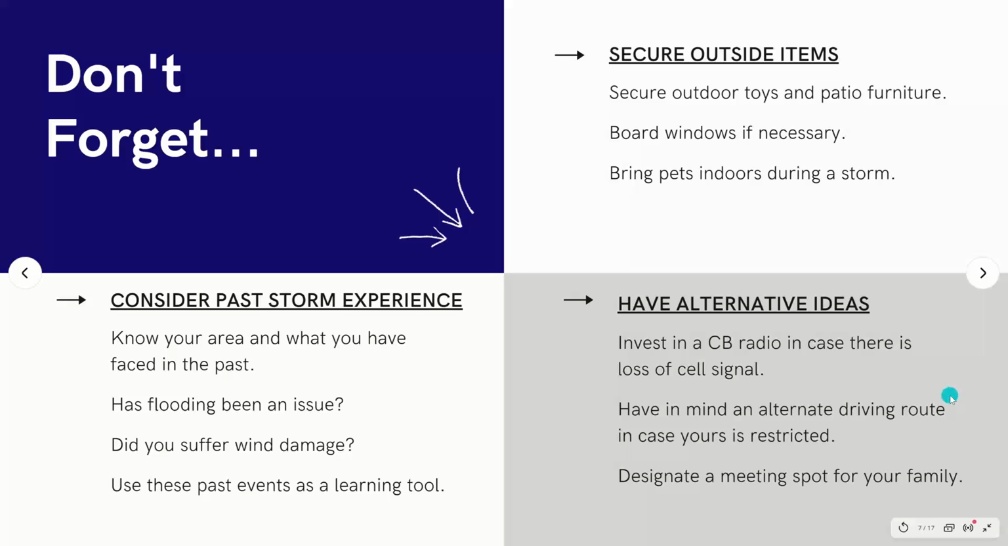And then have in mind alternative driving routes in case yours is restricted, and designate a meeting spot for your family. Sometimes these events come on really quickly. You may not be able to get home. Have a pre-designated spot to meet your family if you know that perhaps your subdivision floods and you may not be able to get in or out.